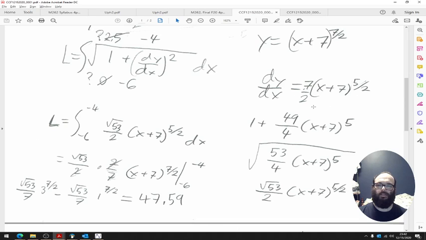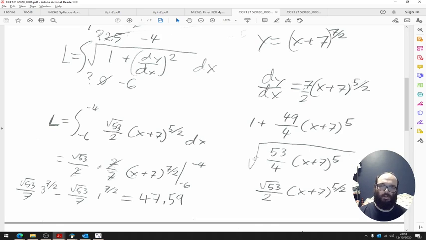So we have here our dy dx, and then if we square that, if we add 1 and square it, we get 1 plus 49 over 4 times x plus 7 to the 5th. That square root goes away. This is just what we see inside of our square root over here. And of course 1 is equal to 4 over 4. 49 plus 4 is 53. So we get 53 over 4 inside the square root times x plus 7 to the 5th.